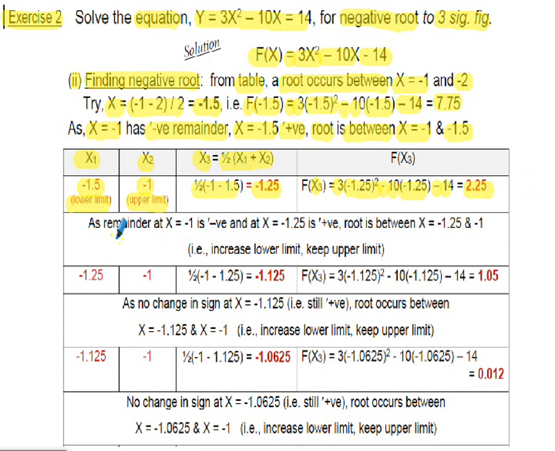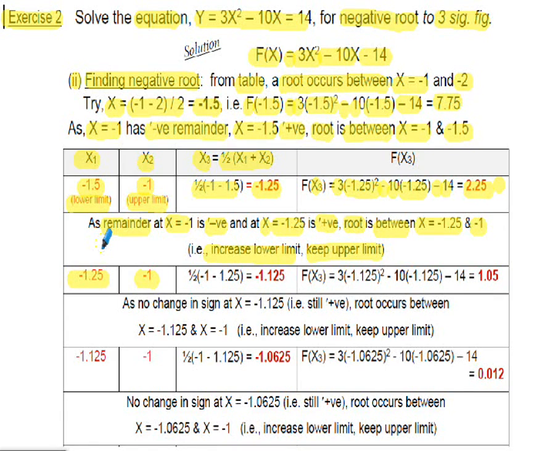So now from iteration 1, the remainder at x equal to negative 1 is negative, from our table on the previous slide. And calculating above, when x is equal to negative 1.25, we have a positive remainder, positive 2.25 in this case. Then a root must occur between x equal to negative 1.25 and x equal to negative 1. So iteration number 2 starts with x1 now negative 1.25 and x2 negative 1.